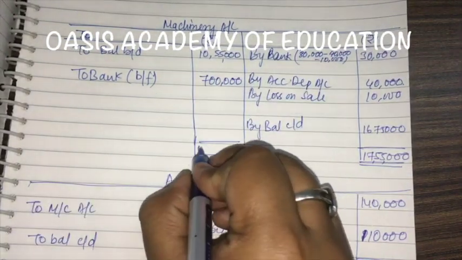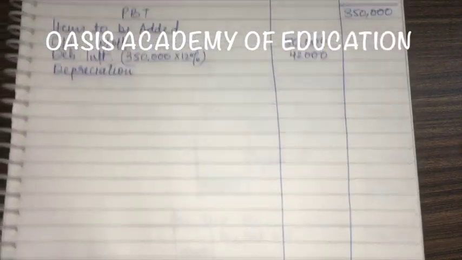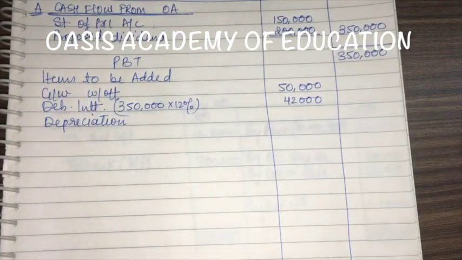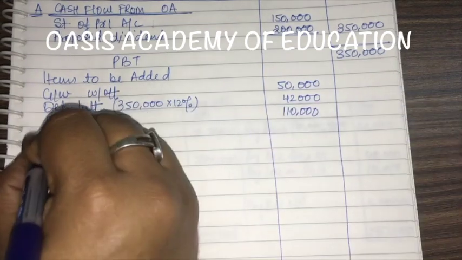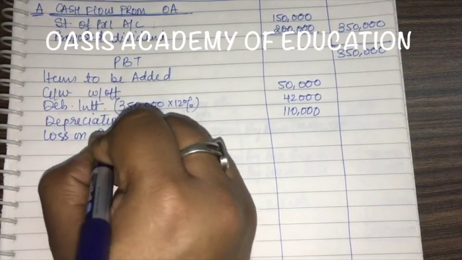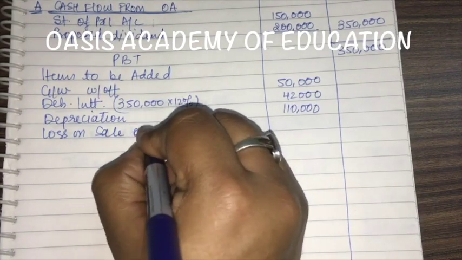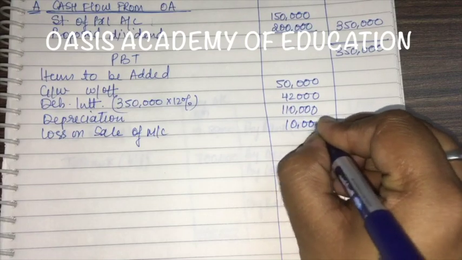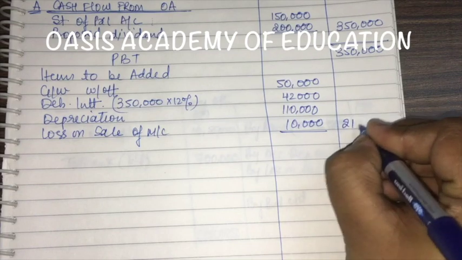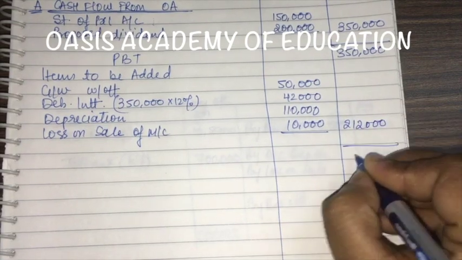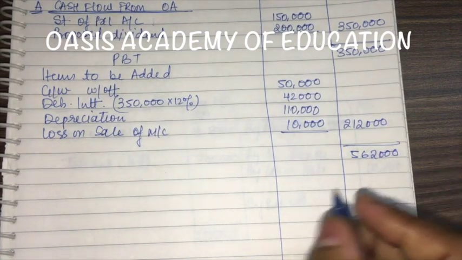Right. To iska balancing figure ka hum kya karenge, this is purchase. Right. So in this part now we can write depreciation charged is 1,10,000 and loss on sale is 10,000. This is given to us in the question, right? Further, this comes out to be 2,12,000. We get 5,62,000.